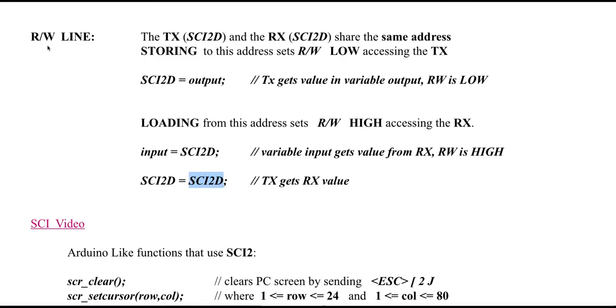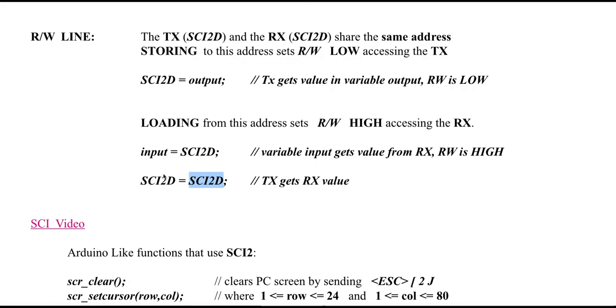As we said, the read-write line, the transmitter and receiver share the same address. Storing to this address sets the read-write line low, and that accesses the transmitter. Loading sets the read-write line high, accessing the receiver. So they're different physical addresses, but you can't load and store at the same time. Loading accesses the receiver, storing accesses the transmitter.